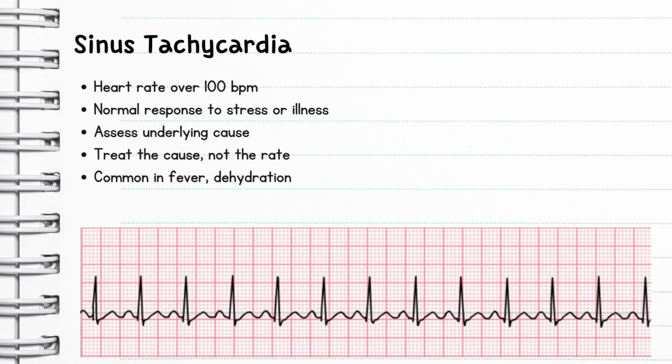Some of those things are stress, illness, fever, dehydration, pain. All those things can make the heart rate go fast, right? So the key here is to assess and treat the underlying cause rather than just trying to slow the heart rate down. So, for example, if the patient is dehydrated, you're going to give them fluids. If they're in pain, you're going to give them maybe pain medication or put them in a different, more comfortable position. So once you treat the underlying issue, the heart rate should return to normal on its own. If it doesn't, then something else is going on.